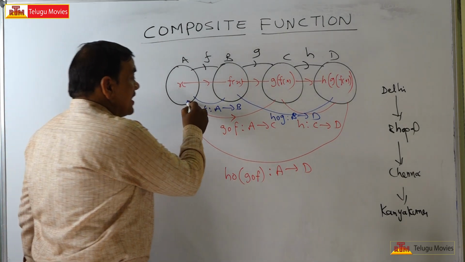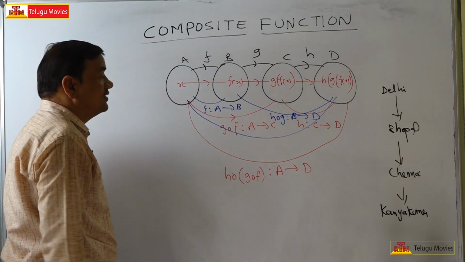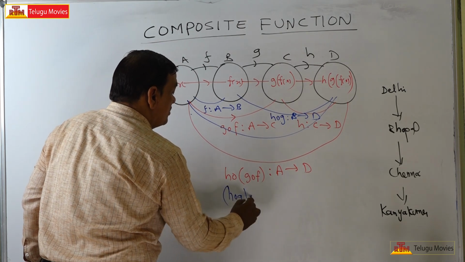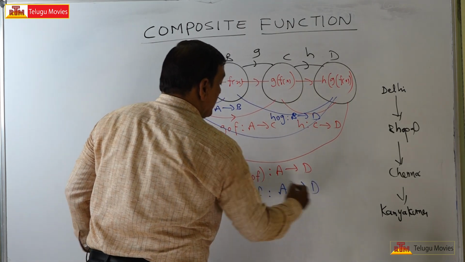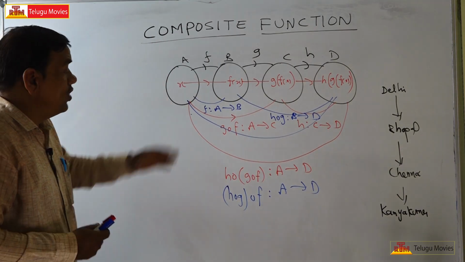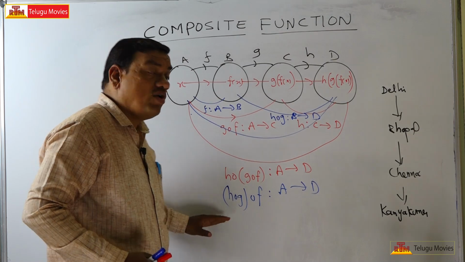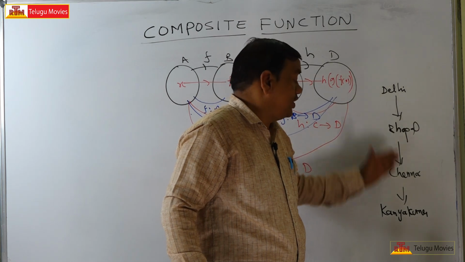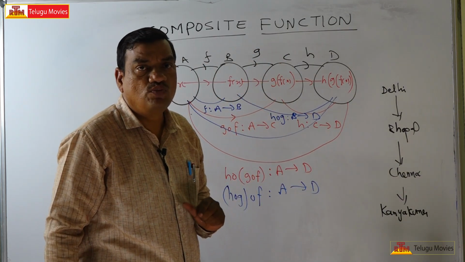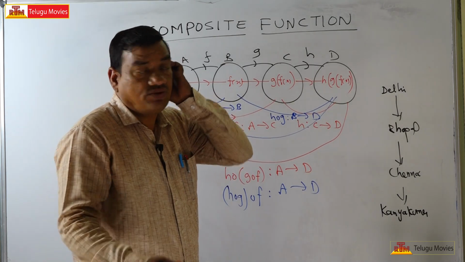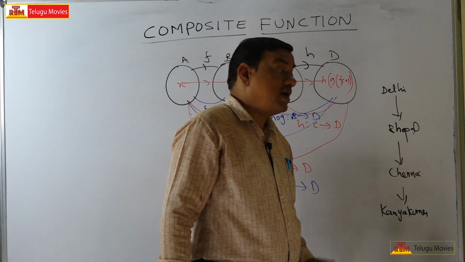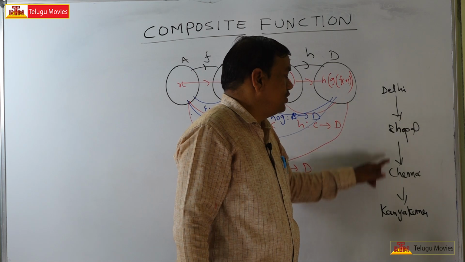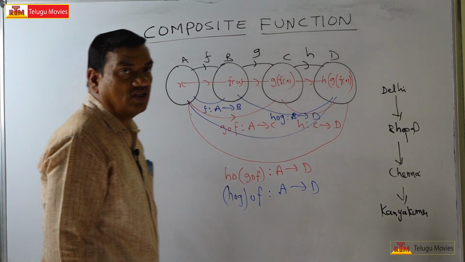Then what is the train from A to D in this case? I already told you, you have to take the reverse process. That is H circle G circle F, also from A to D. Understand this? In both cases only the names of the functions are changed. Our ultimate goal is to move from Delhi to Kanyakumari, but we got two methods. Delhi to Bhopal, Bhopal to Kanyakumari, otherwise Delhi to Chennai, Chennai to Kanyakumari.